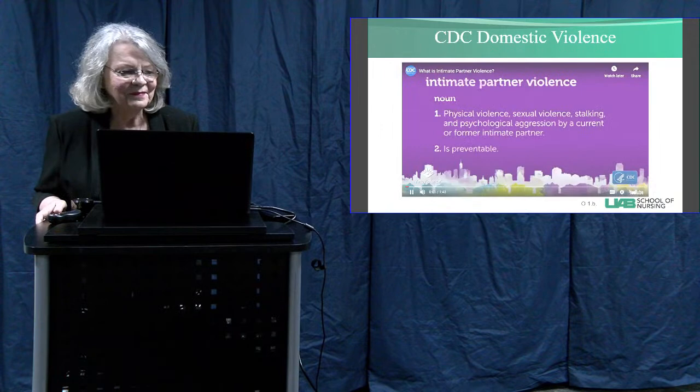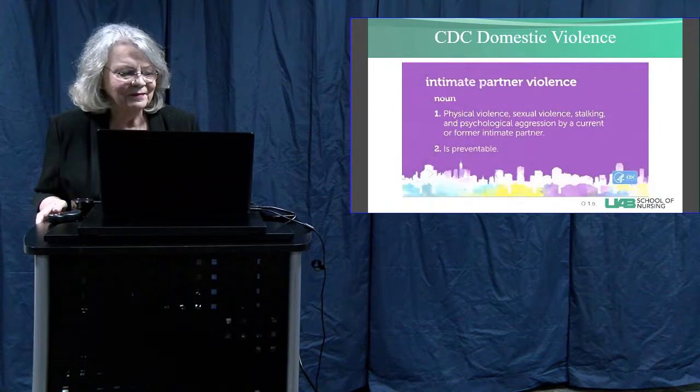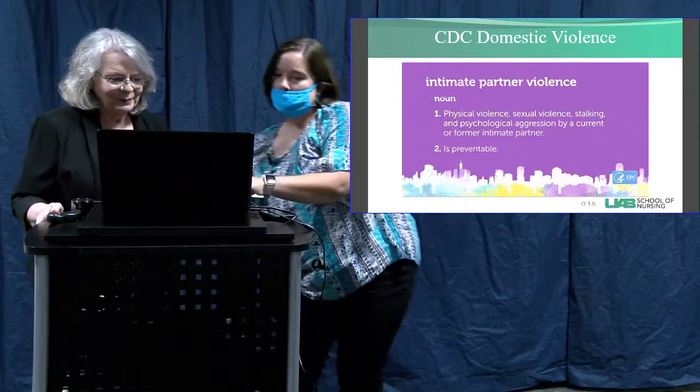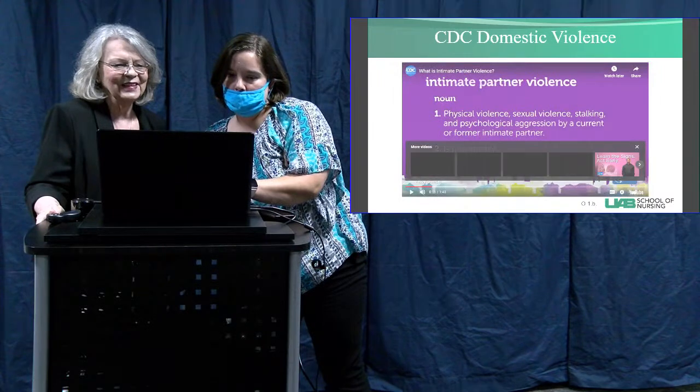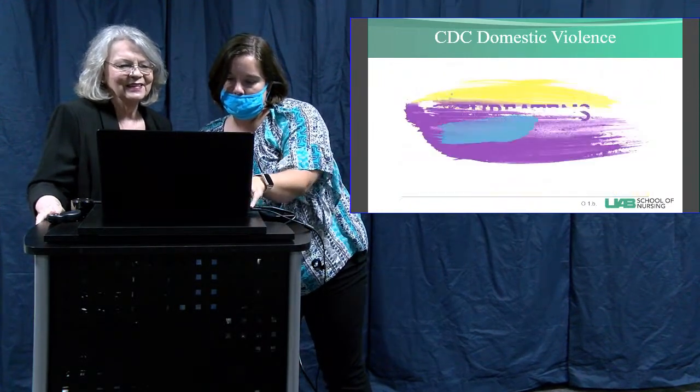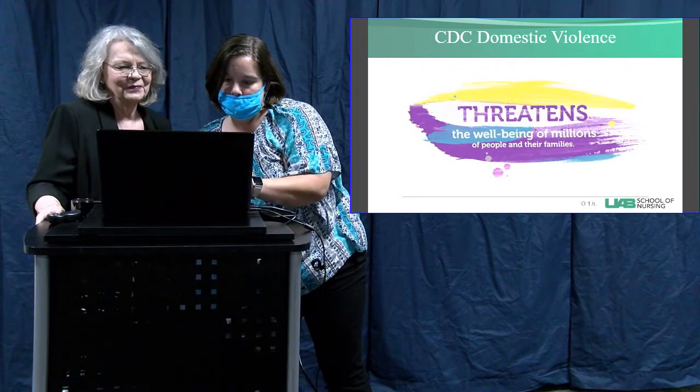Intimate partner violence is defined as physical violence, sexual violence, stalking, and psychological aggression by a current or former intimate partner, and is preventable. Intimate partner violence threatens the well-being of millions of people.